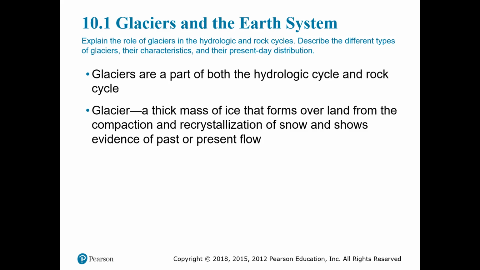So glaciers are part of both the hydrologic cycle and the rock cycle. Water, the hydrosphere, is constantly cycled through the atmosphere, the biosphere, the living organisms, as well as the geosphere on Earth. And so water evaporates from the oceans, goes up into the atmosphere, precipitates back on land, flows in rivers, flows underground, back to the sea.